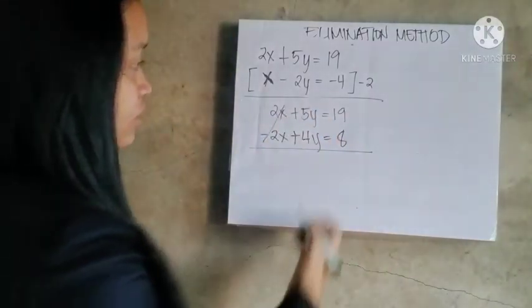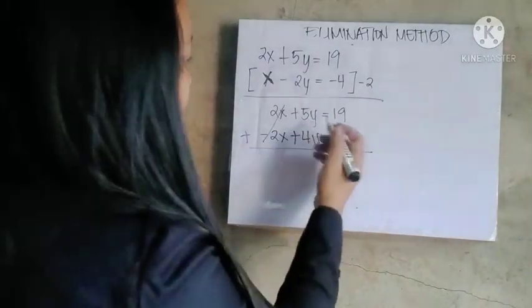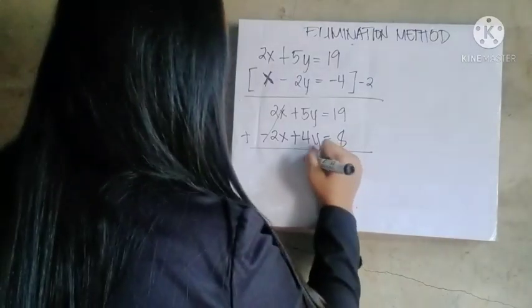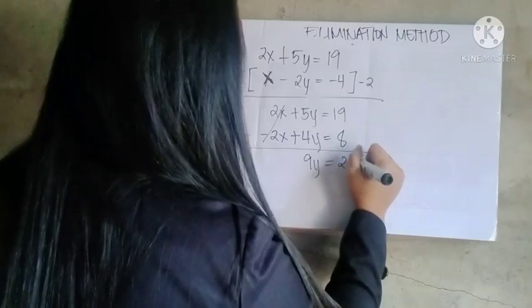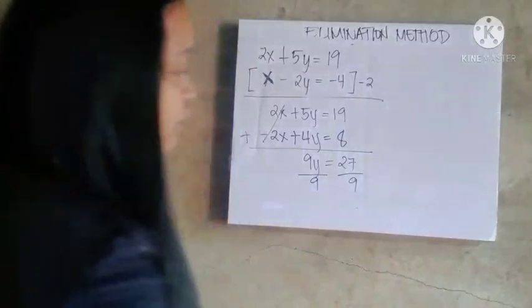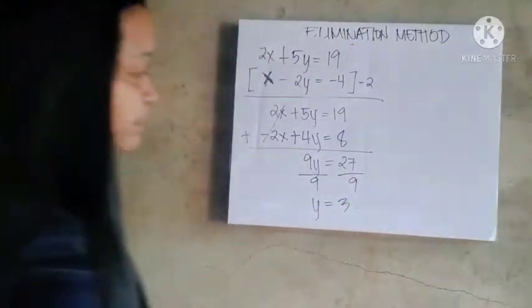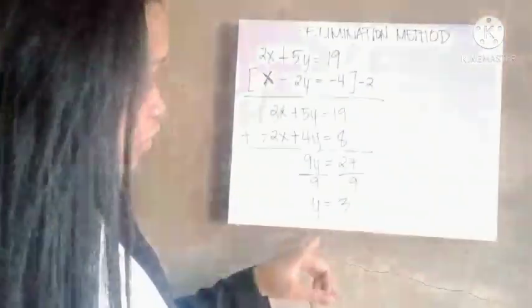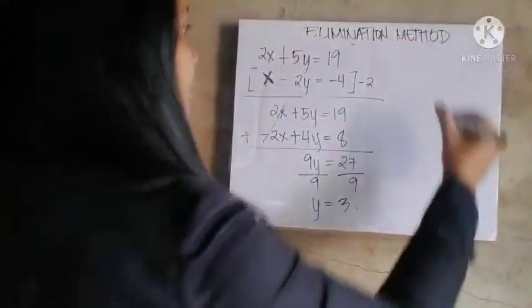Cancel this out. So, add both equations. So, 5y plus 4y is equal to 9y, and 19 plus 8 is equal to 27. Divide both sides by 9 to find the value for y. So, y is equal to 3. Now, since you have the value of your y, plug it into either of these two equations to find the value of your x. So, let's use the first one.